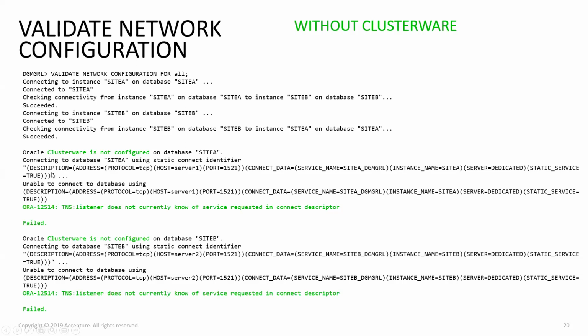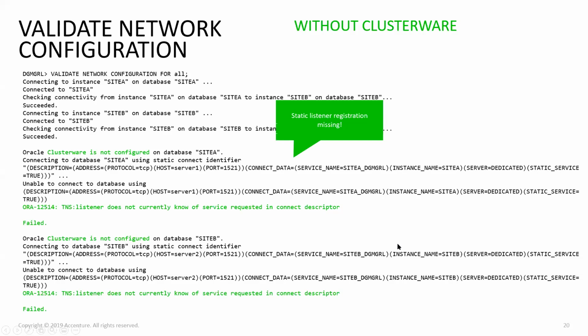But it also does something else. So you can read here, Oracle clusterware is not configured on database site A. Then it tries to use the static connect identifier. This is a property of your broker configuration. By default, this is what it is. Some people have specific needs to send this via a different route, but in my case, I've got one network interface. I'm sending Data Guard traffic over that network interface, and it just tries to connect to site A DGMGRL, and it then tells you, oh, I'm not able to do so using this connection string. It doesn't know of the service request and connect descriptor. Likewise, it also tries to do the same thing, connecting to database site B using the static connect identifier, and guess what? That doesn't work either.